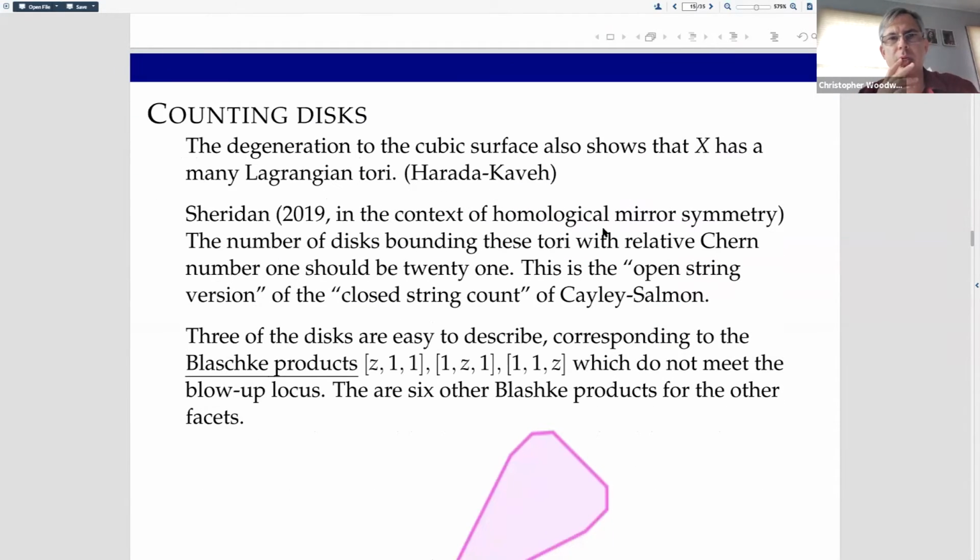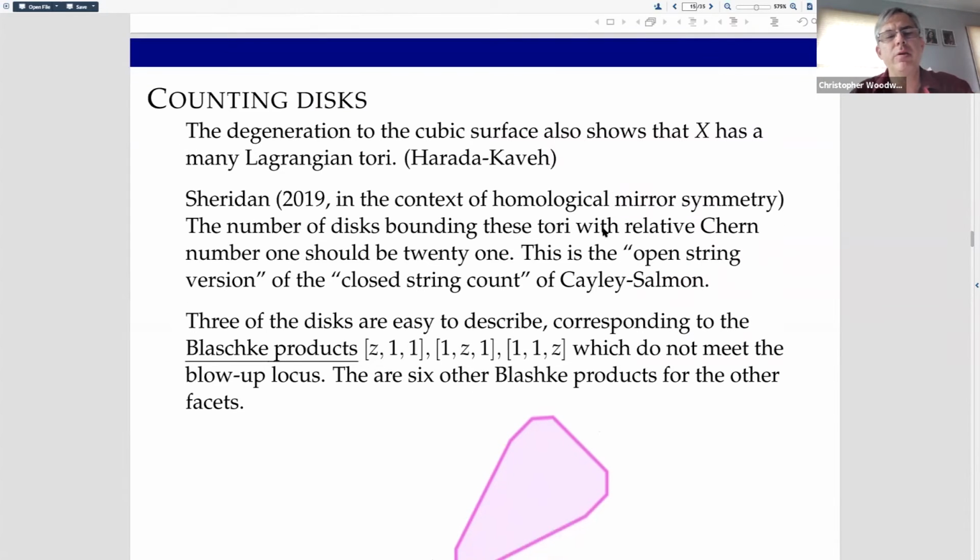And another motivation for this is the discrepancy. Okay, so Sheridan in 2019 conjectured that the number of disks bounding a Lagrangian torus with relative Chern number 1 should be 21 instead of 27. So if you think in terms of how a physicist would describe that, they would say there's a closed string count, which is due to Cayley-Salmon, which gives 27, and the corresponding open string version is 21.